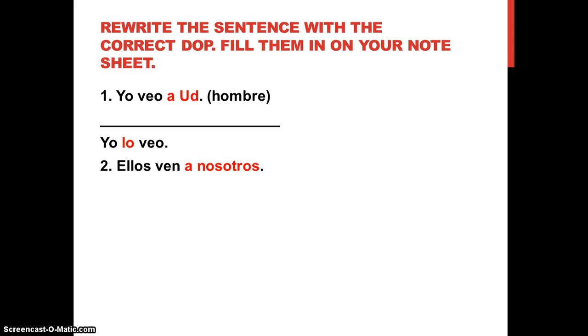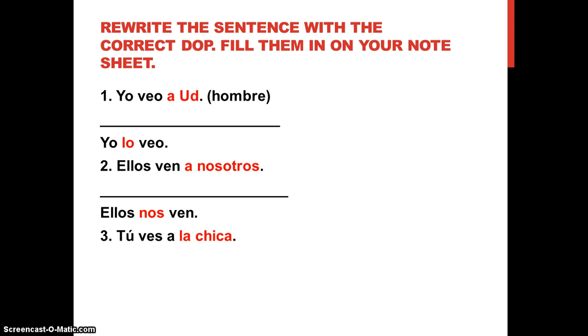Ellos ven a nosotros. They see us. What are we going to replace a nosotros with? Think about your word order as well. Ellos nos ven. They see us. Tú ves a la chica. You see the girl. What are we going to replace la chica with? Tú las ves.